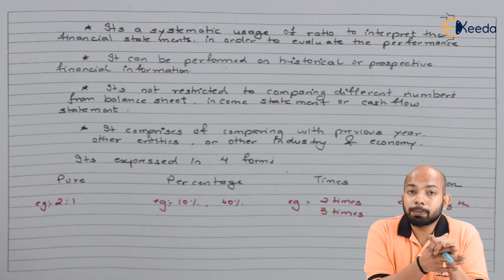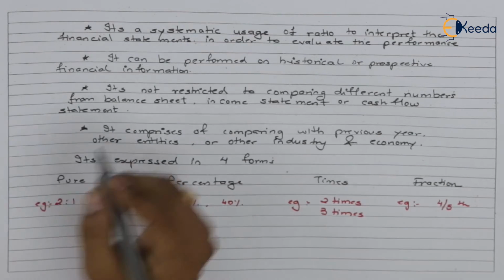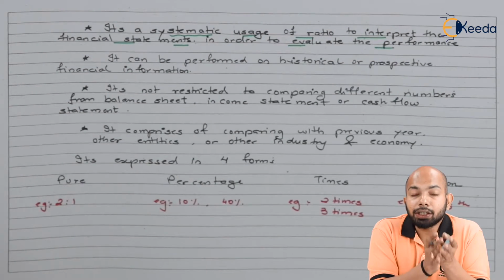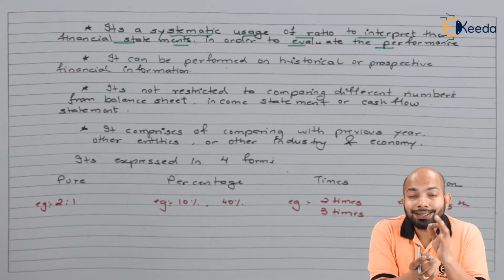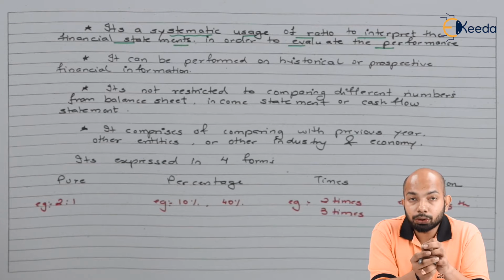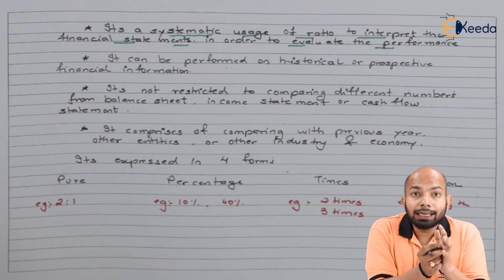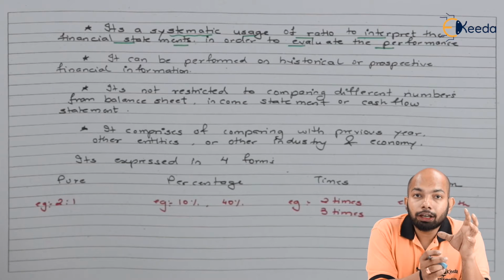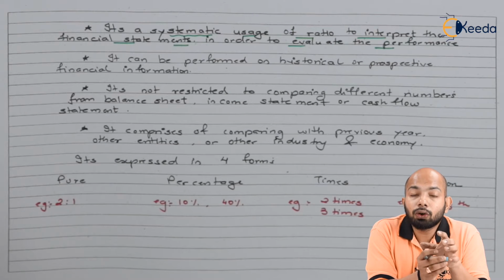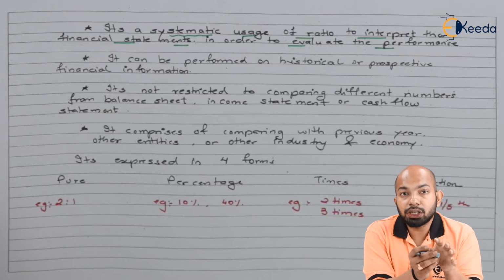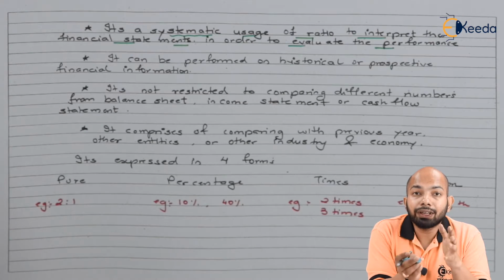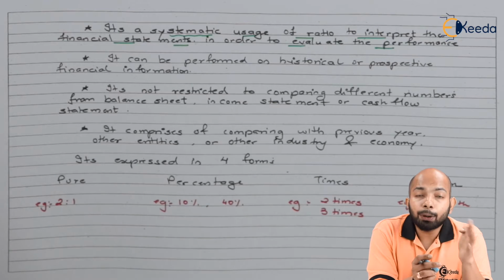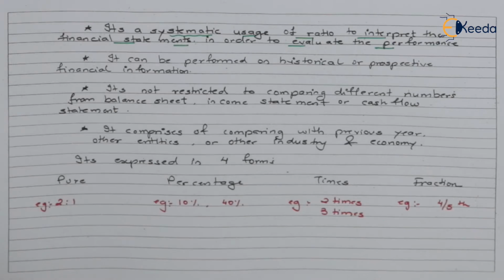Now, there are certain pointers mentioned here. Let's read them out. It's a systematic usage. That means ratio analysis is a systematic usage of ratios to evaluate the performance of the financial statements. Whatever items you pick up from financial statements, it's a systematic evaluation of those ratios to understand where the company stands as compared to the previous year, as compared to any other company, and as compared to the trend of the market.